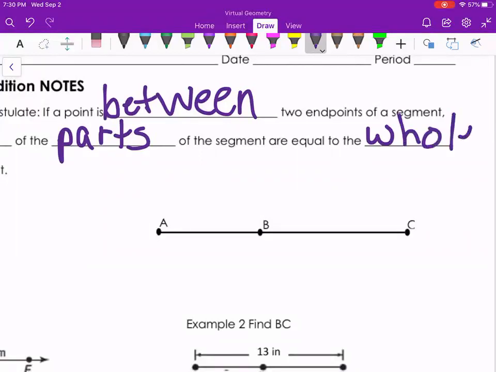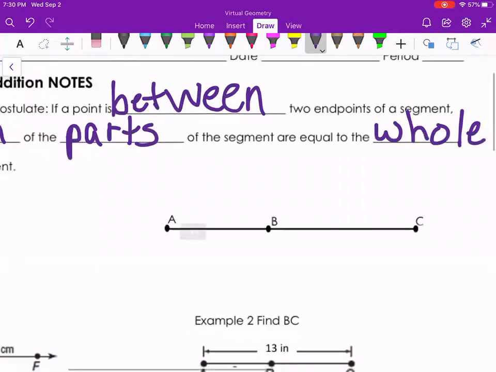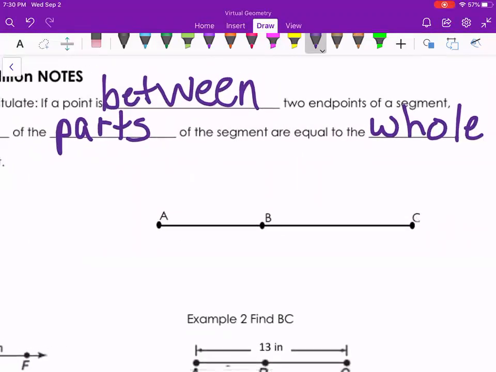length. So what we want to get out of this is that the word between in geometry does not necessarily mean it's in the middle. Between just means it's somewhere along that segment, might be in the middle, it might be closer to one end or the other, but that point is somewhere along that segment.